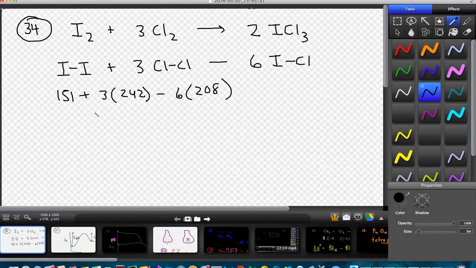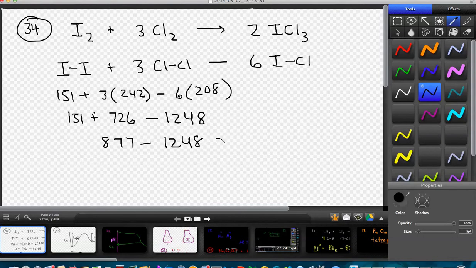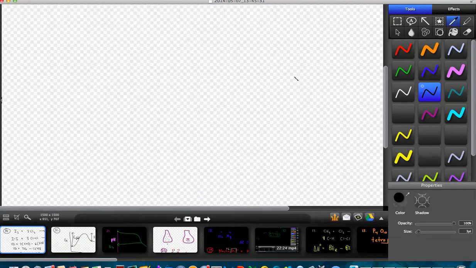When we simplify this, we get 151 plus 726 minus 1248. So that's 877 minus 1248, which is equal to negative 371 kjoules per mole. This is answer choice D. So number 34, the credited response is D.